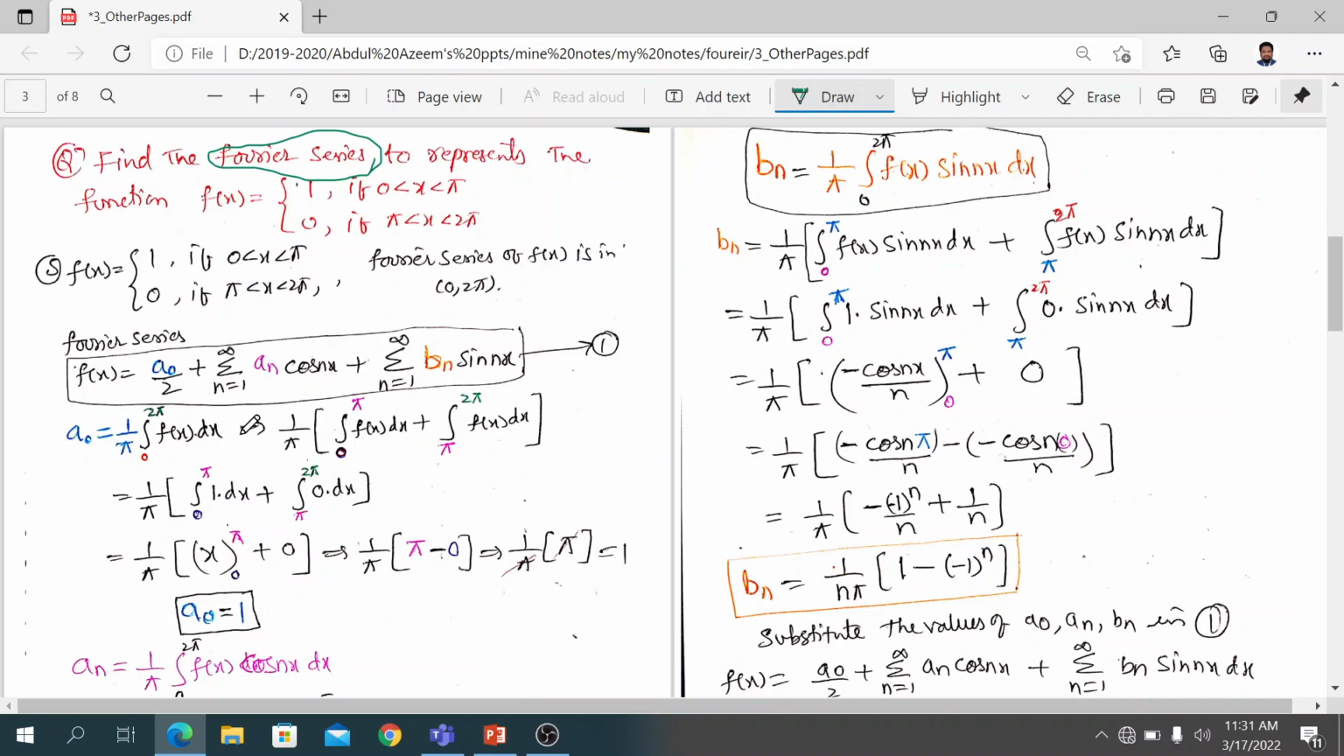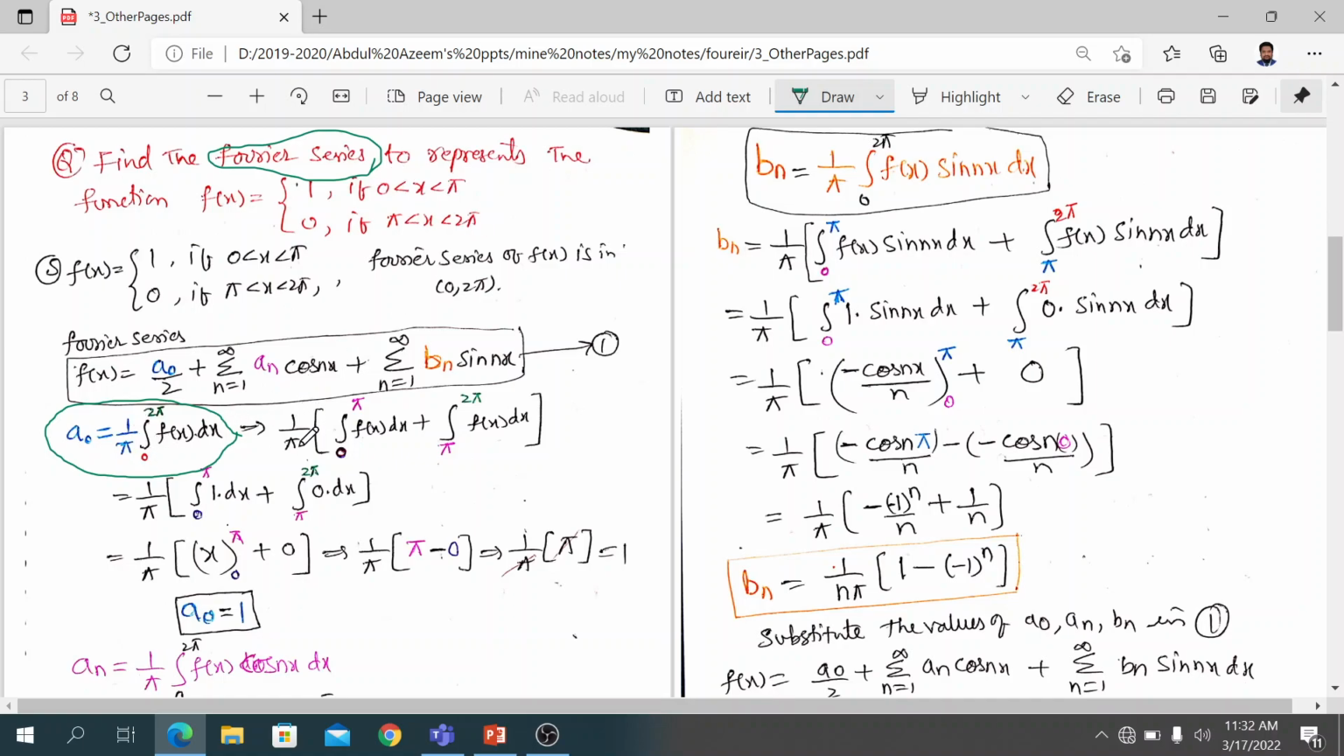Now we will find first a naught. So the a naught formula is this one. A naught is equal to 1 by pi integration 0 to 2 pi f of x dx. See here, 0 to 2 pi complete, but we will split or discontinue as 0 to pi and pi to 2 pi.